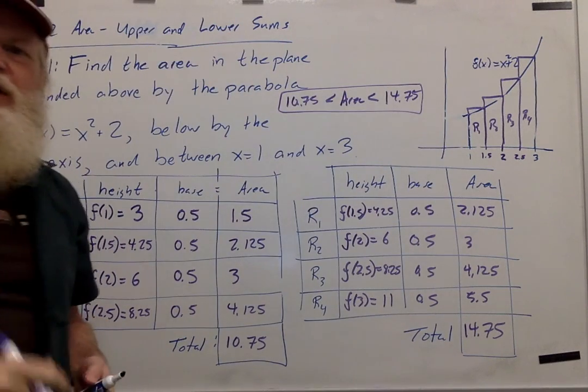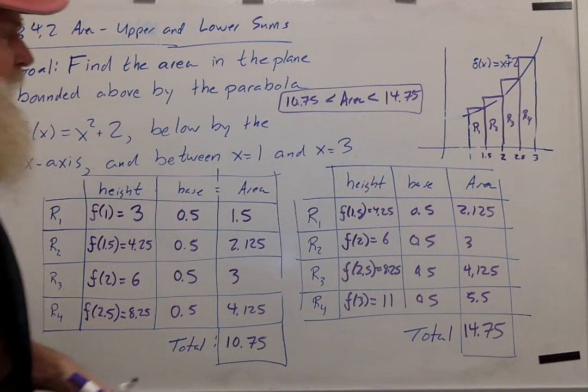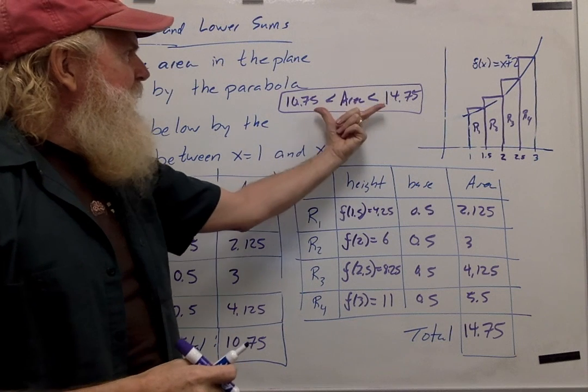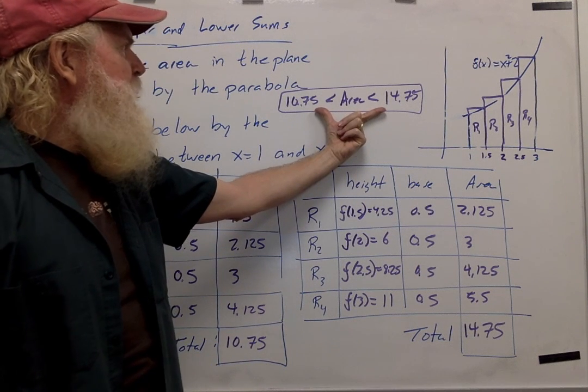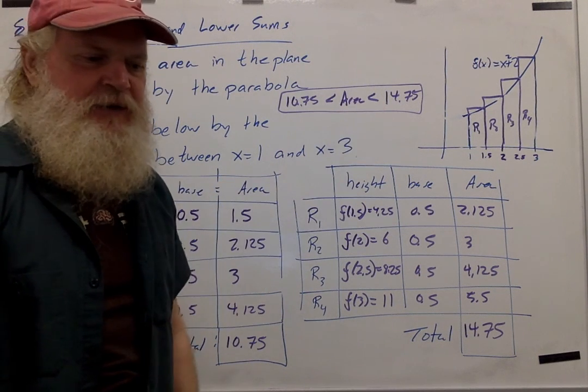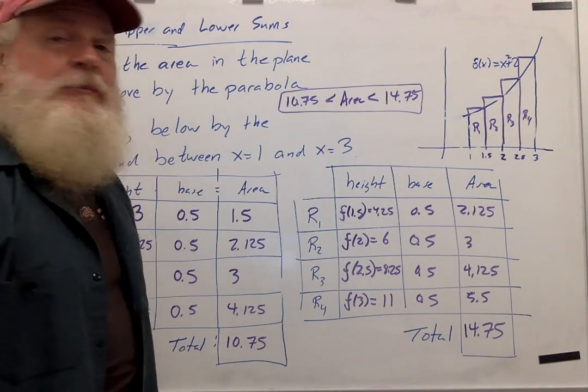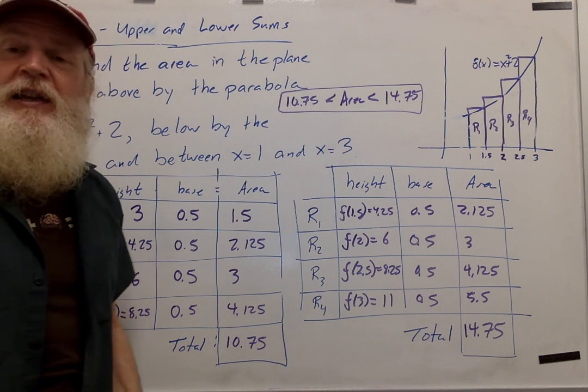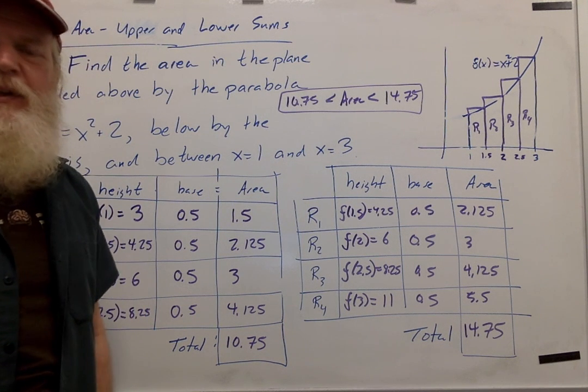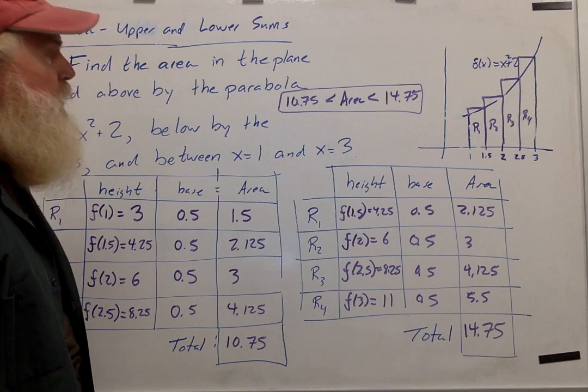Something like this could be called an interval estimate of the area, because we're saying that the area lies somewhere in the interval between 10.75 and 14.75. So, what I want to do next is see if we can improve this estimate. Remember, that's the calculus strategy. First of all, you come up with an estimate, and then you come up with a way of improving it.